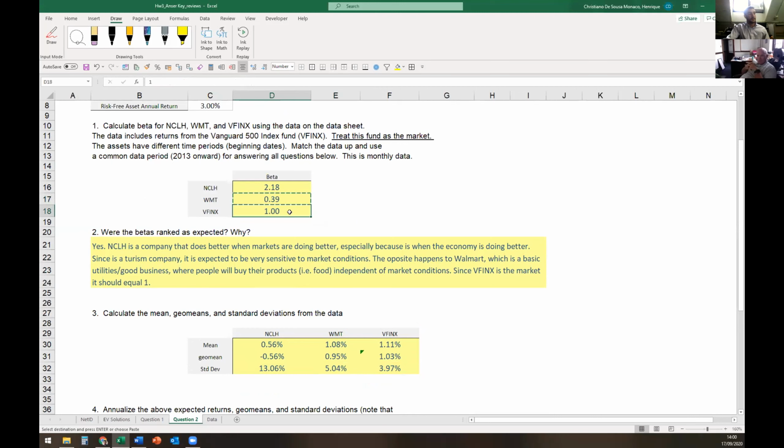Because it's going to be one. The correlation coefficient between it and itself is one, and its standard deviation is the same as the market's, so that's one as well. So it will yield one either way, or you could have just typed one as I did here. It's a good interpretation of that. And I asked, were the betas ranked as expected and why? So it's very important to have this beta concept, the intuition behind it, clear.